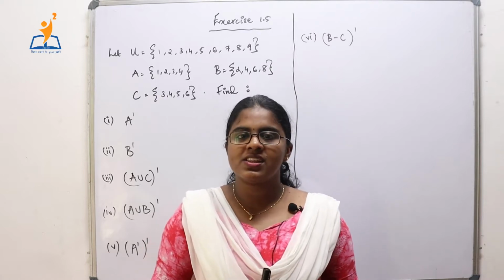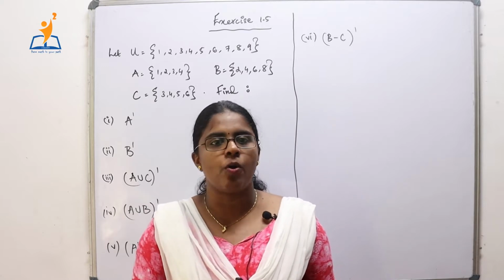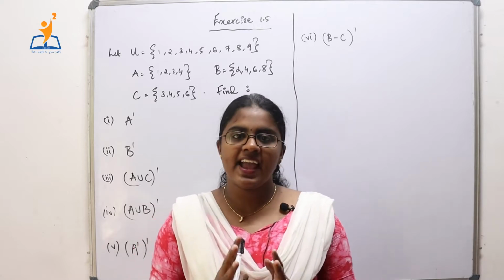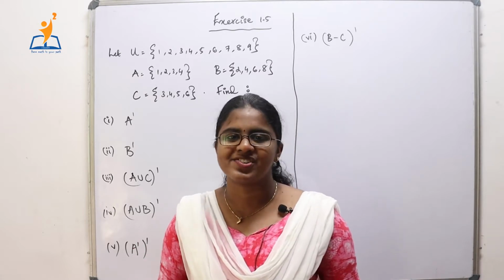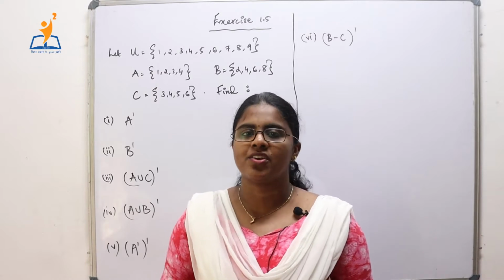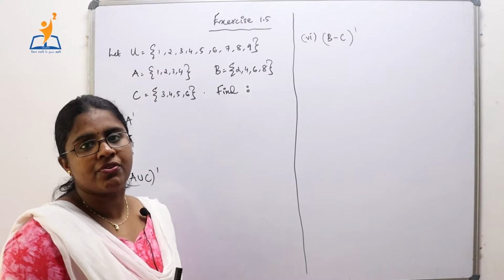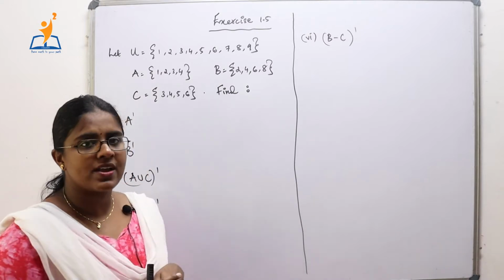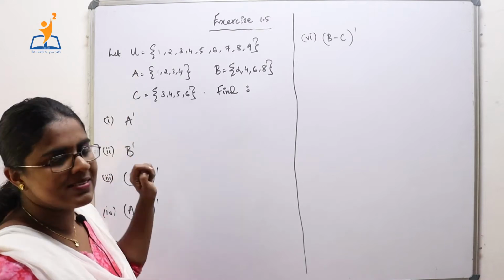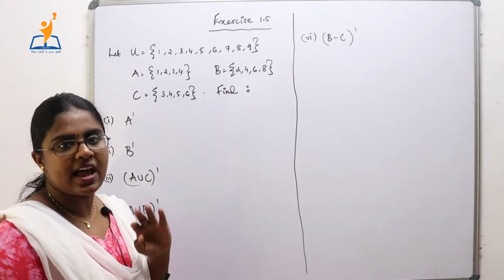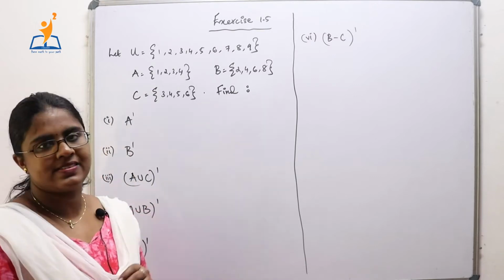We were dealing with the chapter Sets, and in the previous class we have learned what is the complement of a set. In today's class we are going to solve some problems related to the concept of complement of a set. The questions are from exercise 1.5. The first question from exercise 1.5 is, we are given the universal set, and A, B and C are other different sets, and we are asked to find the following sets.